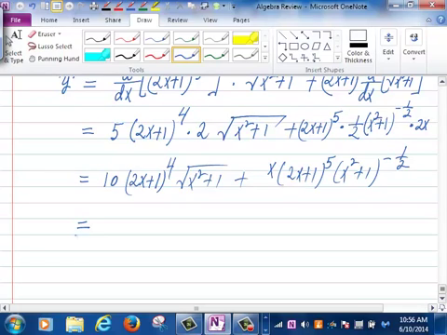What you need to do is factor out as much as you can. So what I'm going to do here is, your answer is done right here, but I'm going to show you how to simplify this further, because sometimes you might need that in some other problems. So you have to factor out as much as you can. I see that I can factor out (2x+1)^4, and I'm also going to factor out the (x^2+1)^(-1/2).